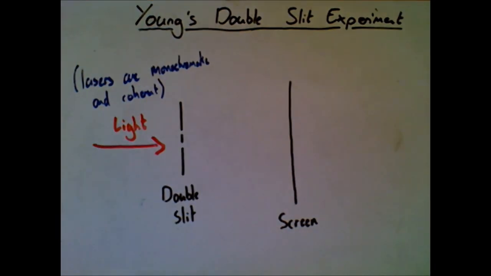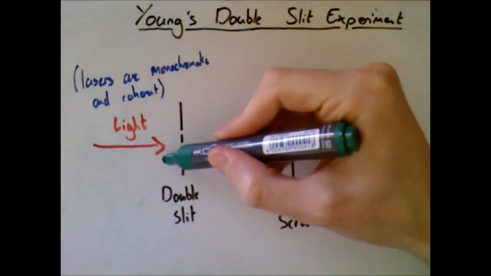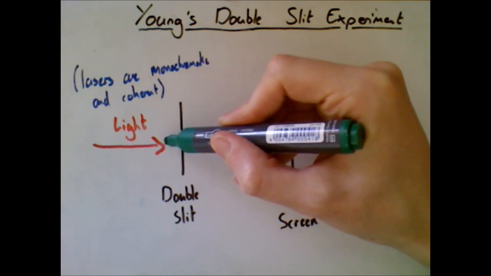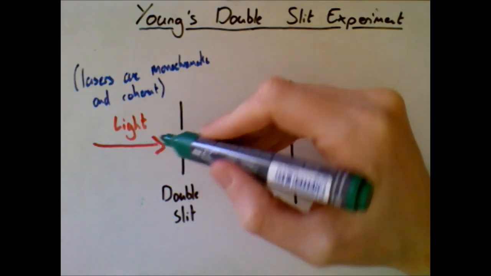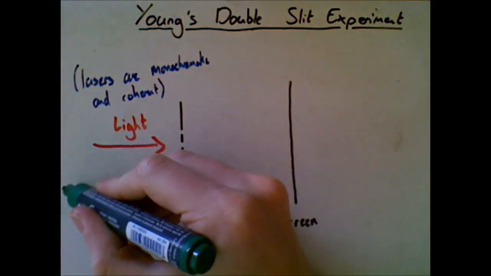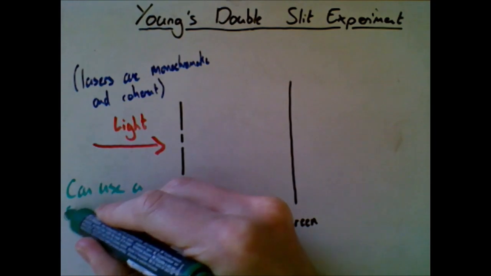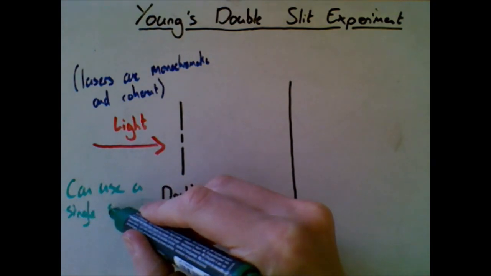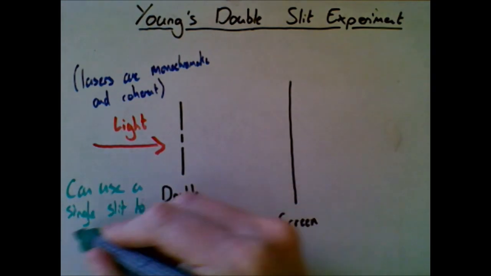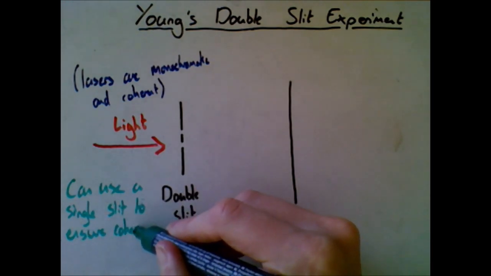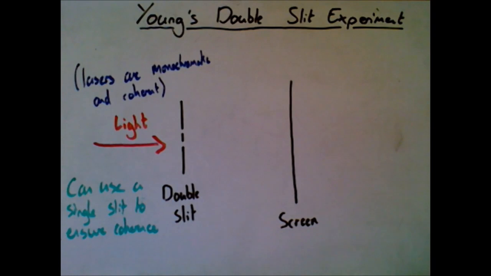Now if you don't have a laser, another way you can kind of try to ensure coherence is actually to put a single slit in here first. So that almost gives you a very, very small point source almost of light, which will ensure coherence. So you can use a single slit to ensure coherence. Okay, hopefully you can read that.